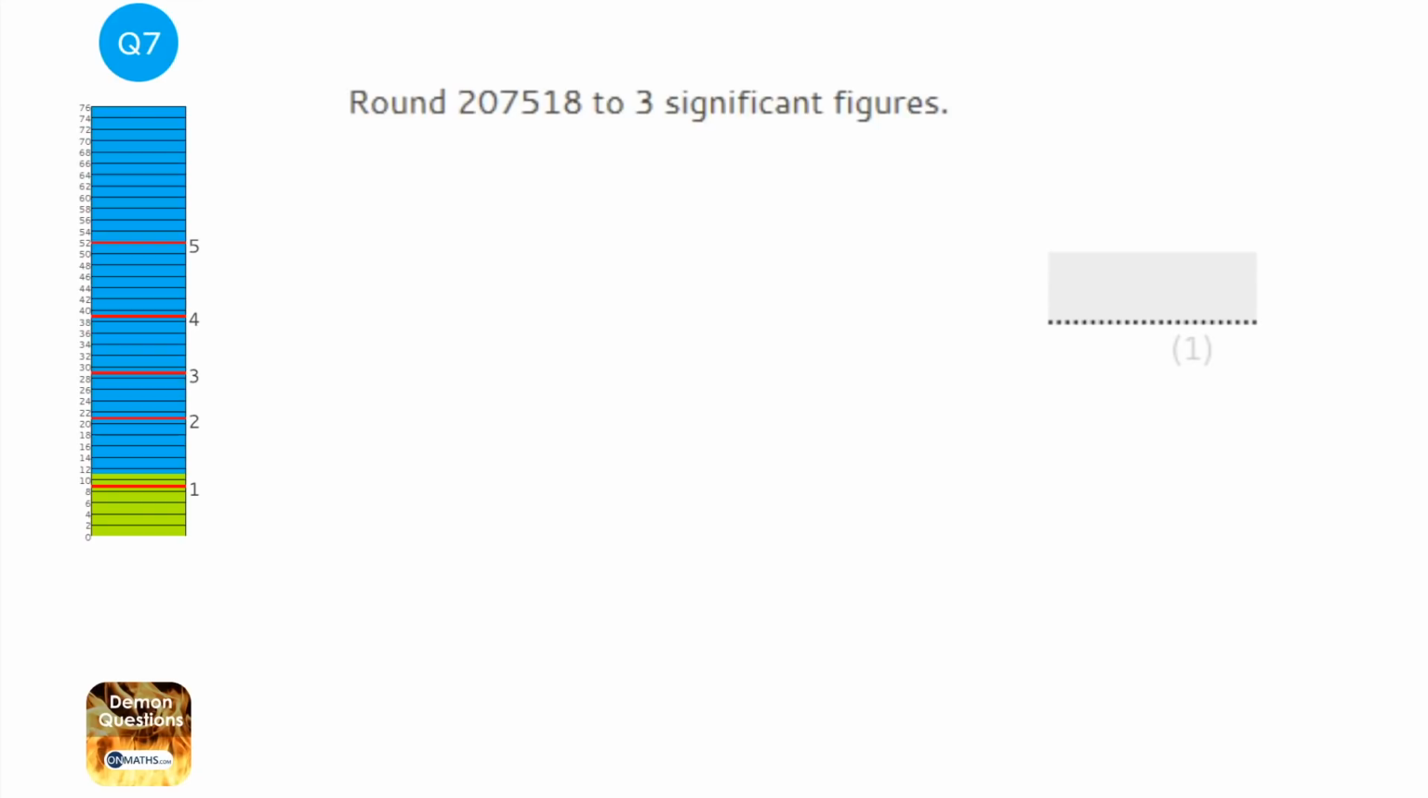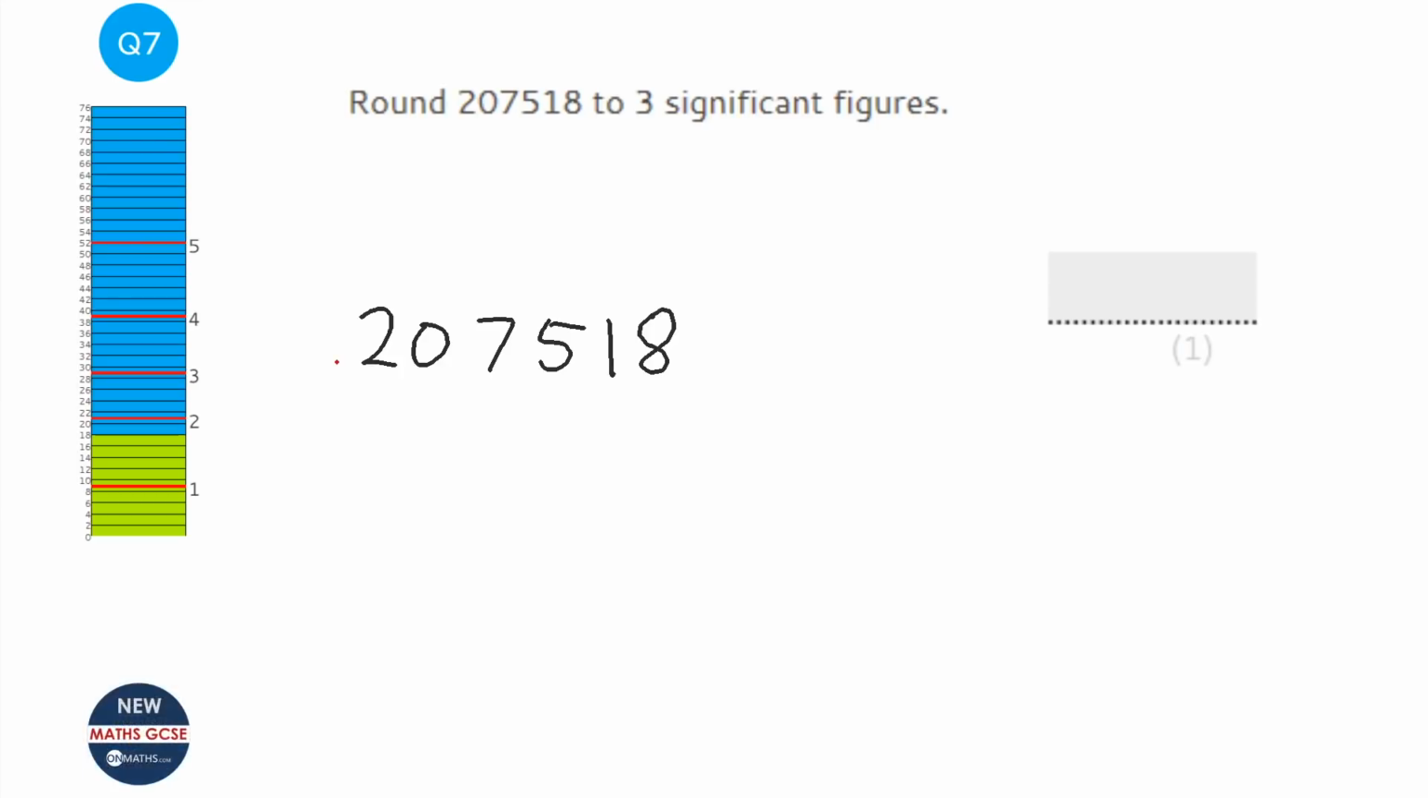Okay, so we're asked to round to 3 significant figures. So what I'd try and do first is write the number down. Now, with significant figures, we start counting at the start of the number. We don't start counting at the decimal point. So I'm going to start counting here. And I'm going to count 1, 2, 3, and I'm going to draw a line down. Now, all the numbers to the right of that line are going to reset to 0.